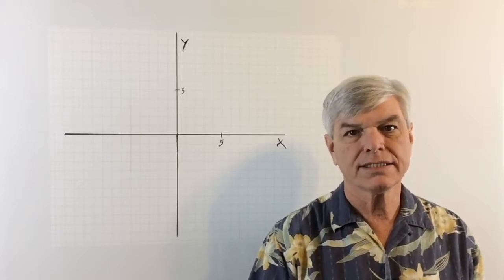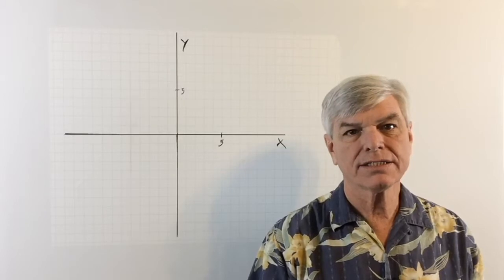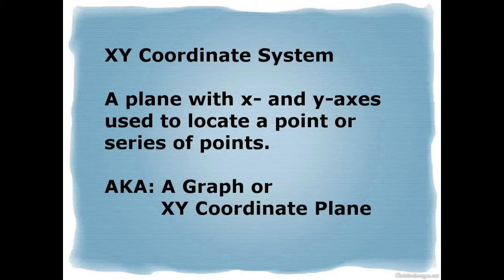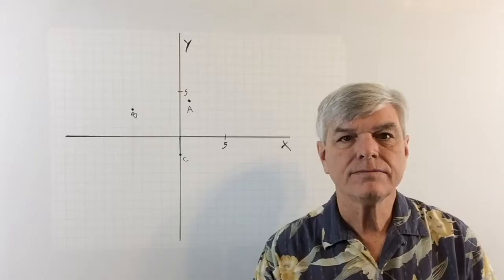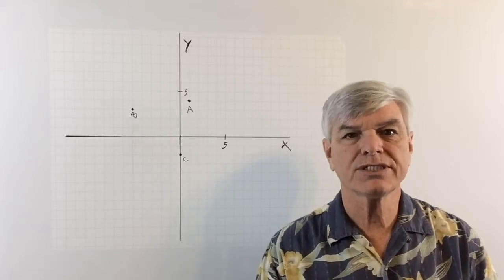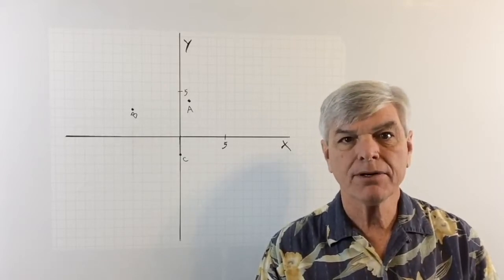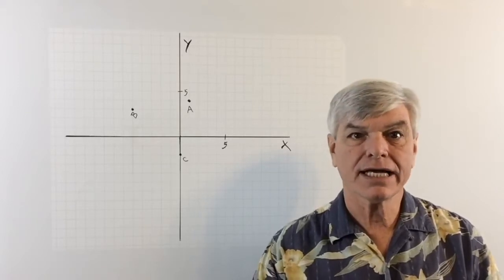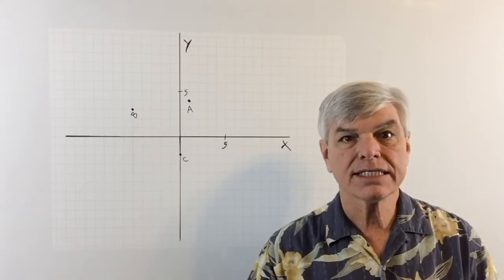Graphing points and lines. Now we graph points and lines on an XY coordinate system. An XY coordinate system is a plane with X and Y axes used to locate a point or a series of points, also known as a graph or an XY coordinate plane. So in addition to the usual tools, you will need graph paper and a ruler. So let's look at this XY coordinate system and see how it works.